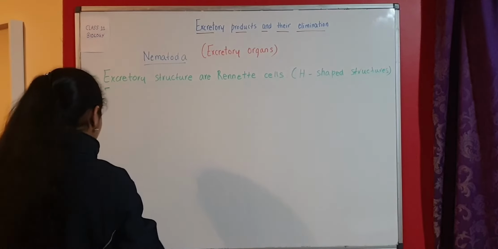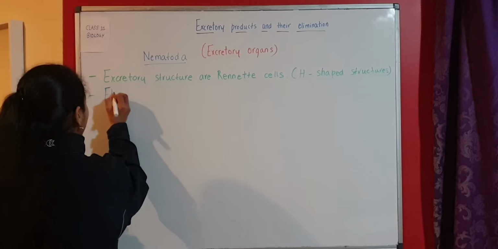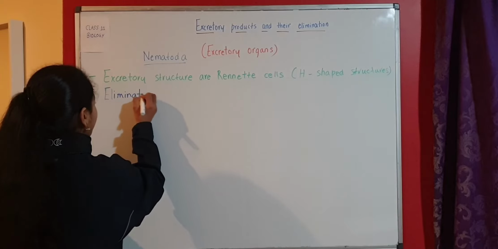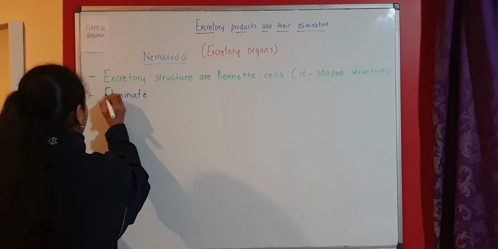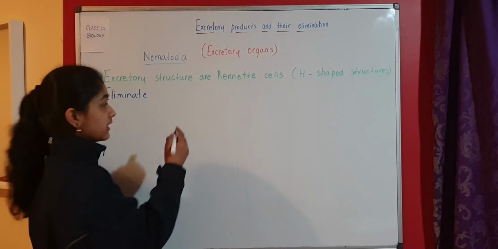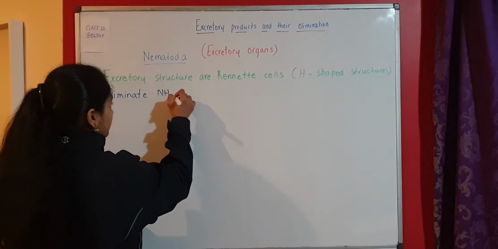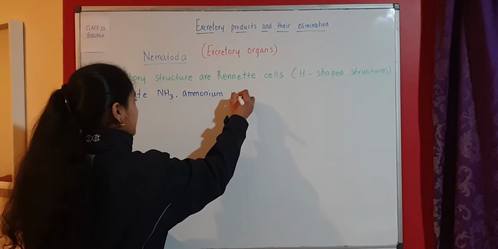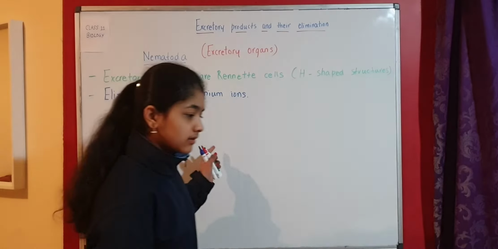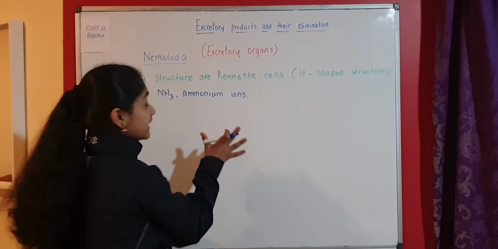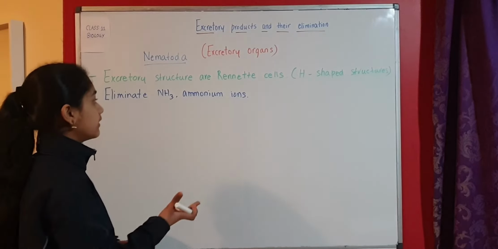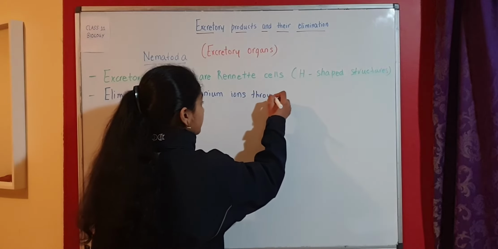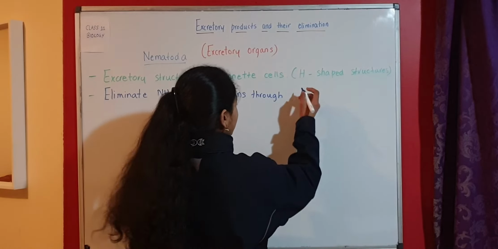Coming to the excretory product, they eliminate ammonium ions, that means ammonia, in the form of ammonia. So ammonium ions and many other substances. So they are usually ammonotelic. The next thing is, how do they do that? They eliminate ammonia and ammonium ions through their body surface. We are going to see how exactly they eliminate through the body surface.